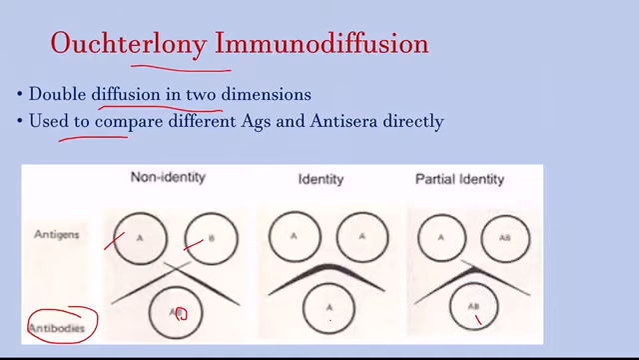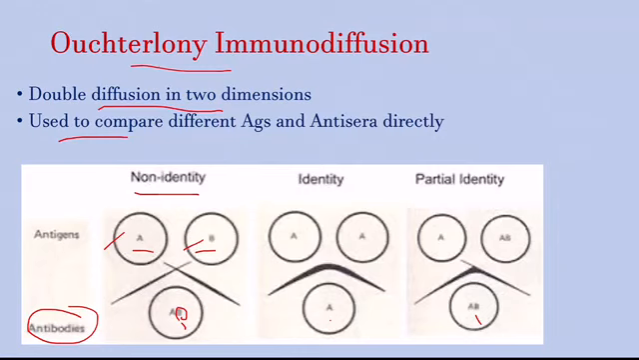If the two antigens are identical, then the lines of precipitate formed by them will fuse. In the first case, it is a non-identity. It is a central well containing the antiserum with antibodies, and the antigens are placed. Here the antigens are A and B.